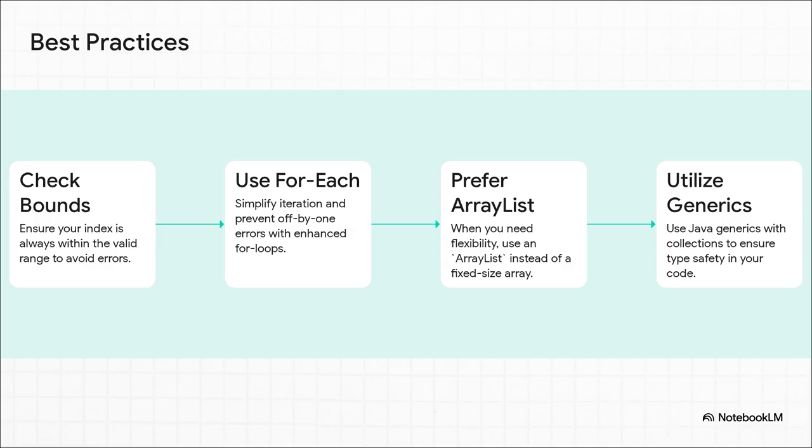3, if you have a list that needs to change size, just stop. Don't fight with a plain array, just use an ArrayList. And finally, number 4, when you use collections, always use generics to lock in that type safety. That's it. Follow those and you'll save yourself a world of headaches.